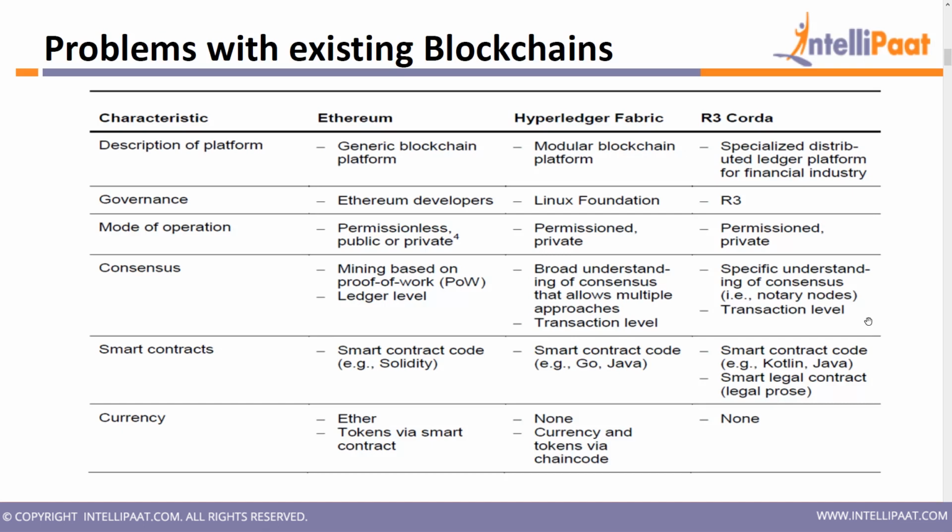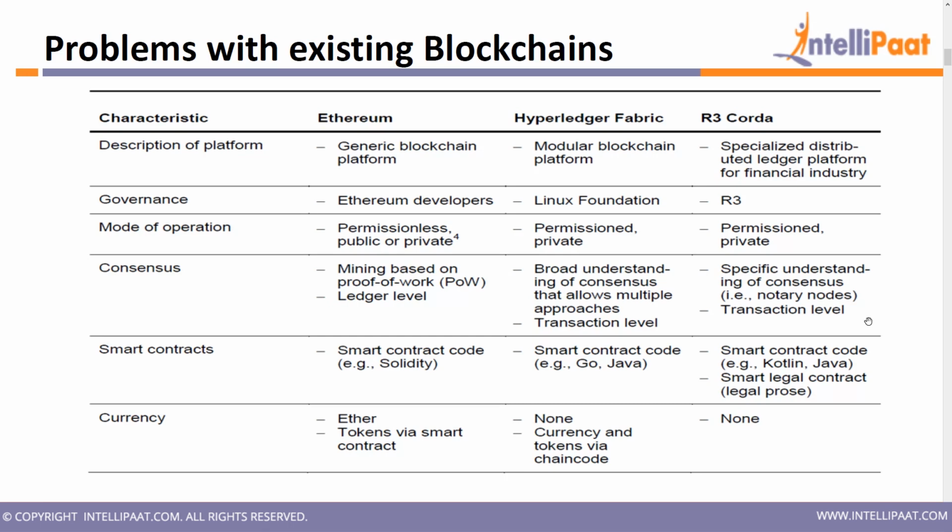This is the fourth category of blockchain platform in terms of permissions that we have already discussed. We discussed permissionless public, permissionless private, permissioned public, and permissioned private. So this is the most secure, fourth type of blockchain. Same for R3 Corda also, it is again a permissioned private kind of blockchain platform.